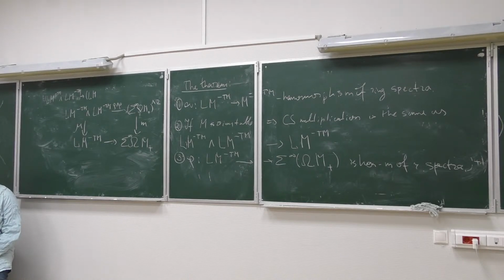So what Sasha is saying is that the M to the minus Tm is the kernel of sorts of the map in item 3. Yes, Sasha, is this what you're saying? Yes, that's my question.